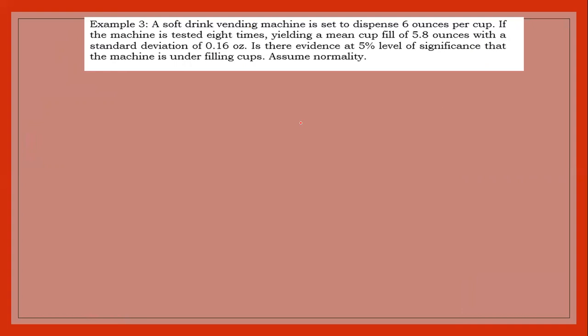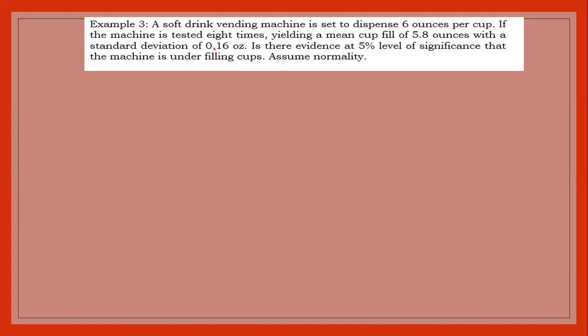Next statement. If the machine is tested 8 times, yielding a mean cup fill of 5.8 ounces with a standard deviation of 0.16, tinest ng 8 times, this will be your N or sample size. So, ang N natin could be the sample size or number of trials or number of experiments. So the sample mean is 5.8 with a standard deviation of 0.16. Your 0.16 here is your sample standard deviation.